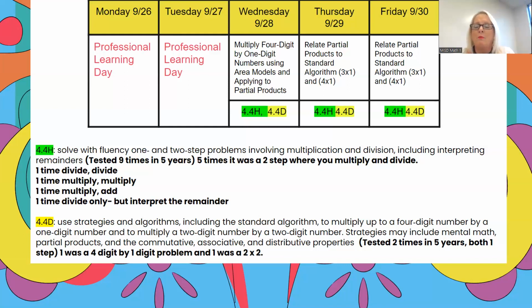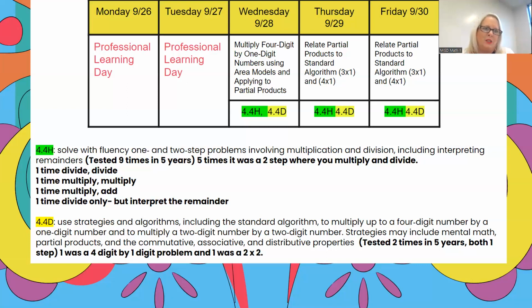It's our hope that by doing this, students start to understand why it is that we regroup that 10 and then add it after we multiply. If we can see what it looks like in partial products, maybe we won't forget and make those tiny errors that many students make when they're using the standard algorithm.